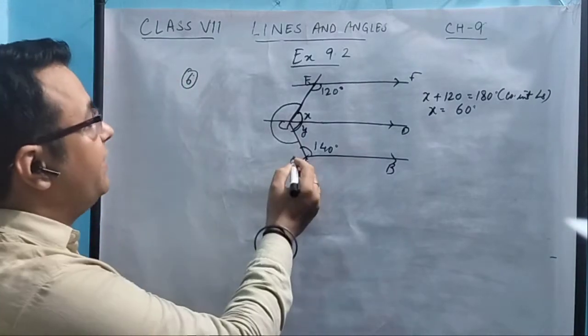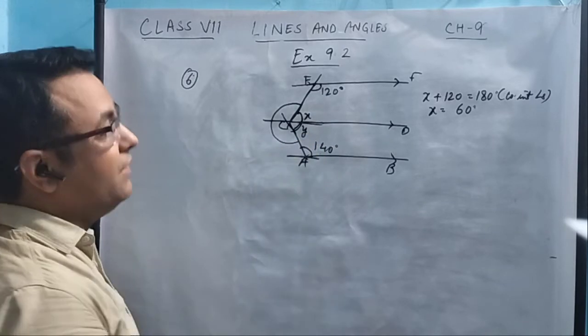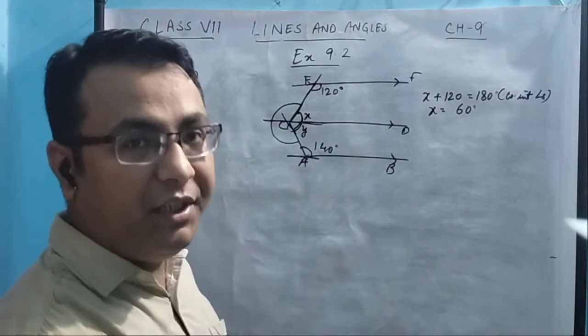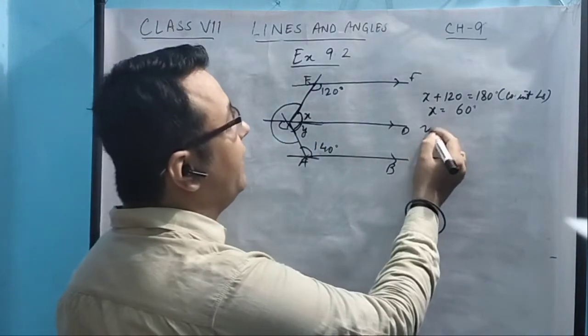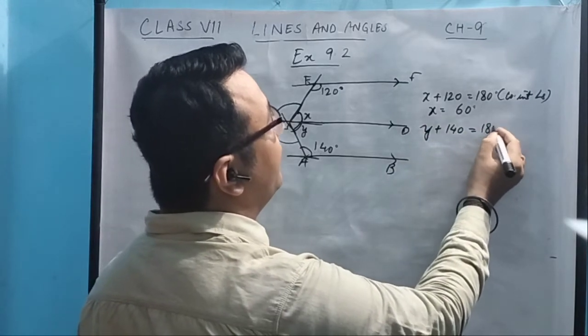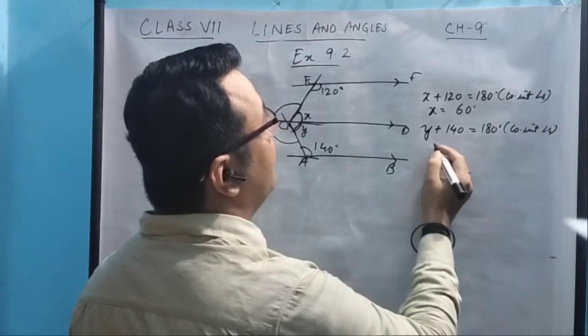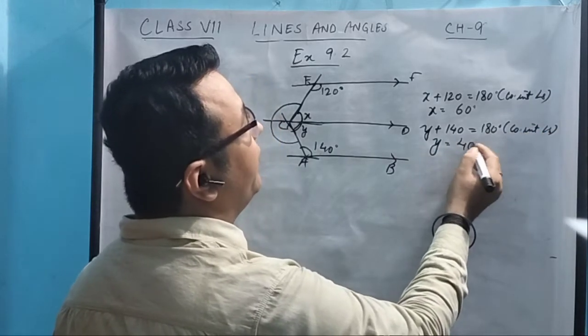Similarly, if we consider the parallel lines AB and CD and this as the transversal, so Y and 140 also form a pair of co-interior angles. So it can be written Y plus 140 is equal to 180. Reason will be same, co-interior angles. From here Y will be equal to 40 degree.